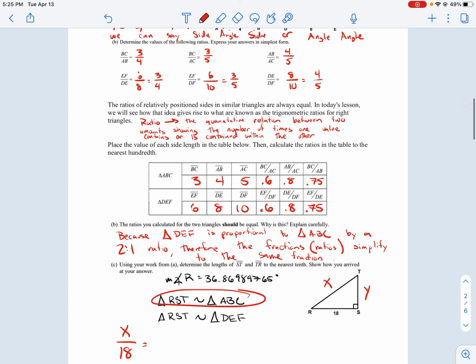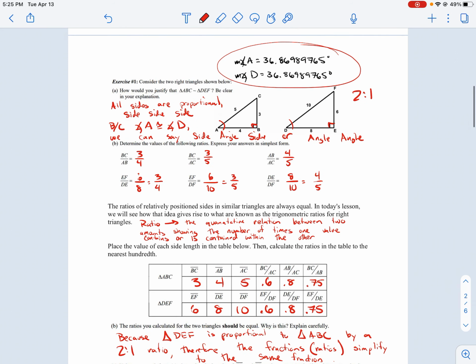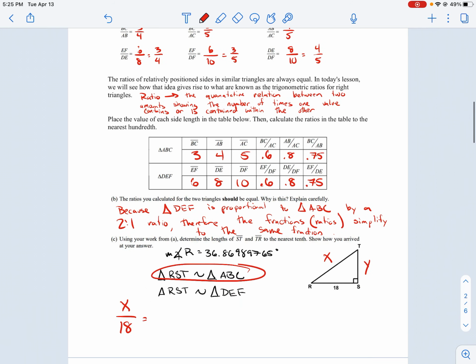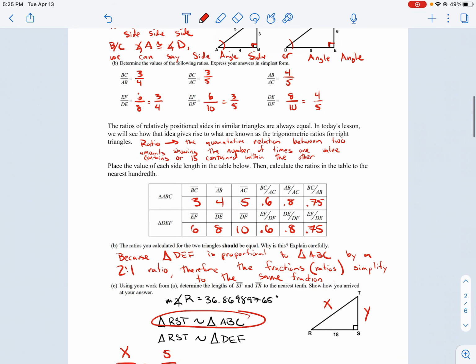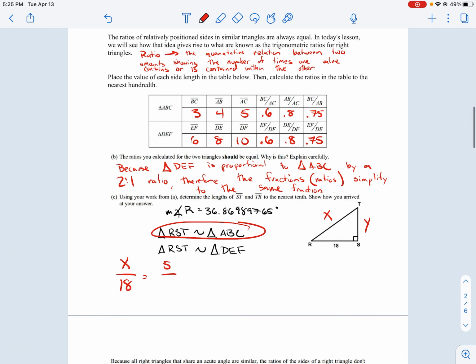So what side am I trying to find? I'm trying to find RT. So I go up to the corresponding side, and that would be 5. The corresponding side for RT in triangle ABC, okay, is AC. So the length of AC is 5, and the length of AB is 4.